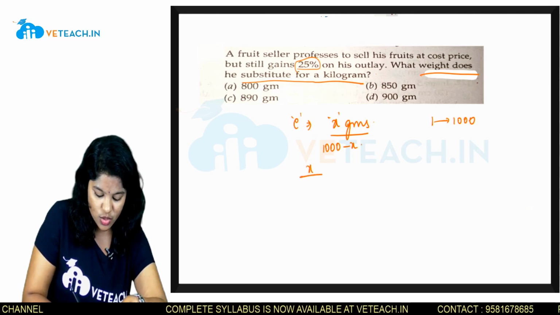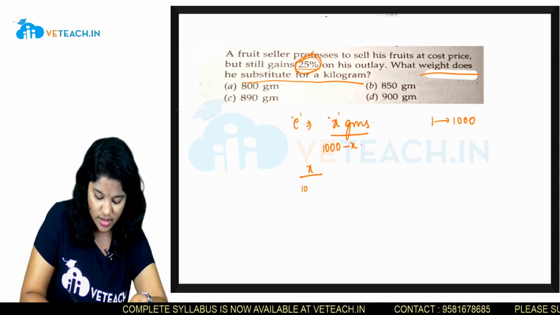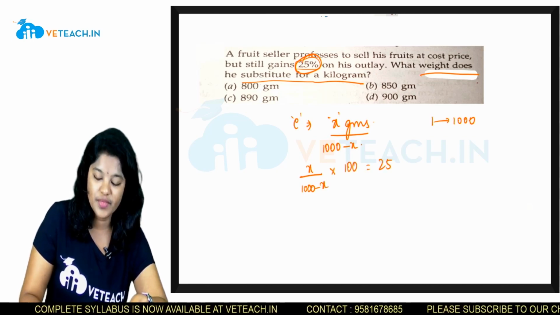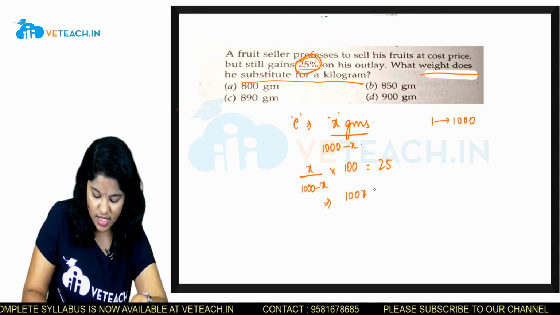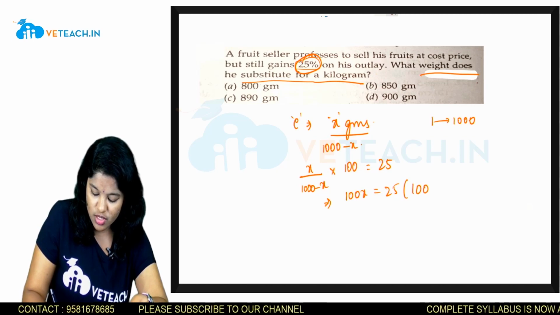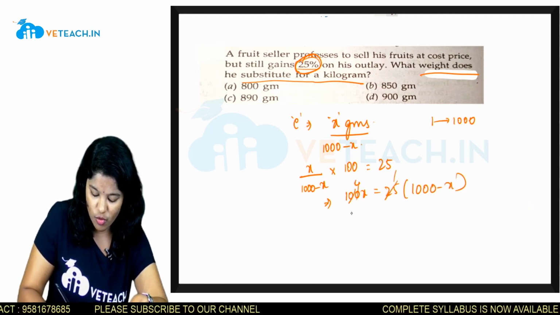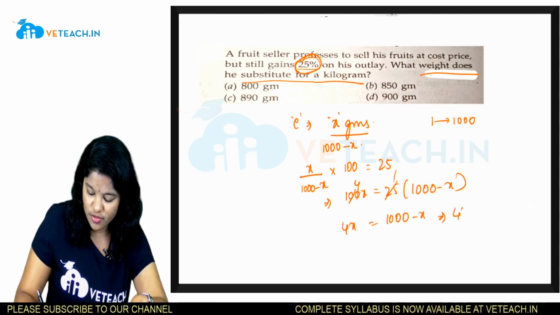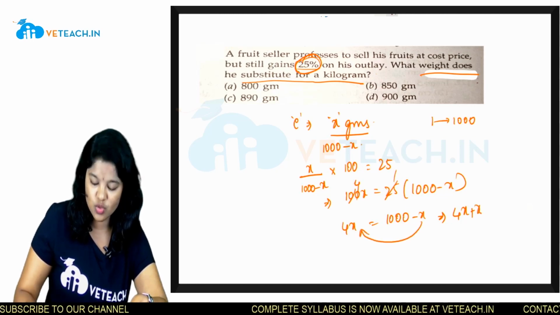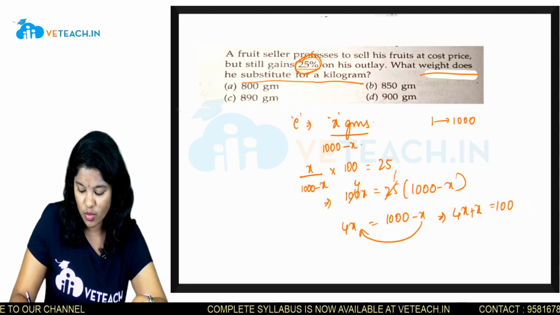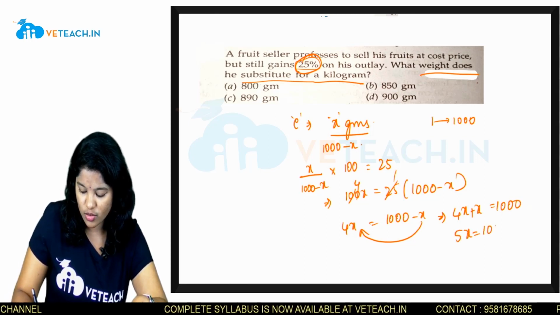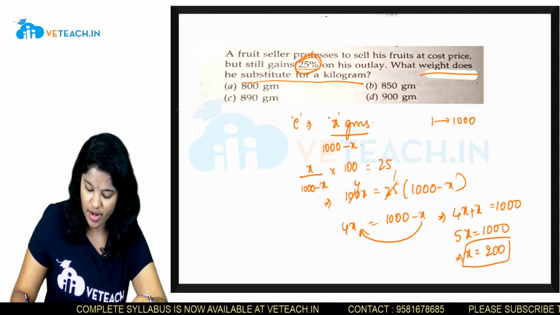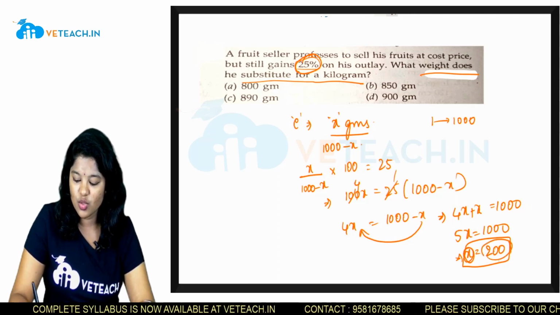Now the profit is X by (1000 minus X) into 100 equals 25. That implies 100X equals 25 into (1000 minus X), which is 4X equals 1000 minus X. Take this minus X to the other side, it becomes plus X, so 5X equals 1000. That implies X equals 1000 by 5, which is 200. So the error is 200 grams.